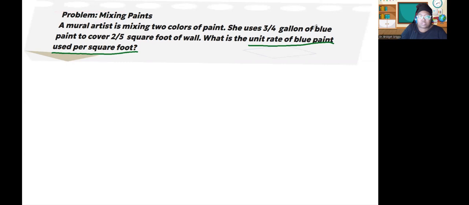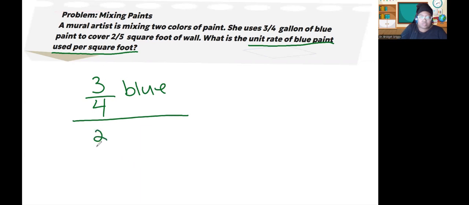So 3/4 goes with blue paint, so that's going to be first. So 3/4 blue paint divided by 2/5 square feet.